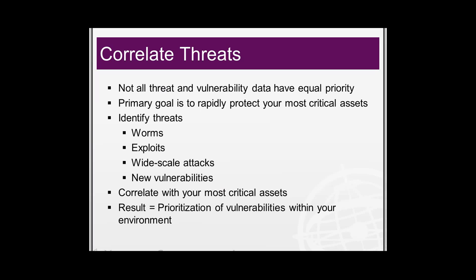So not all threats and vulnerability have equal priority, as we already stated. The primary goal you all have as security professionals is to make sure that you can rapidly protect your most critical assets should you be attacked. So you have to identify various threats like worms, exploits, hacking, APTs, new vulnerabilities, whatever they may be. And then you correlate with your most critical assets, okay, the critical assets versus those vulnerabilities. And then the result is going to be you prioritizing those vulnerabilities in your own particular environment. Next slide.